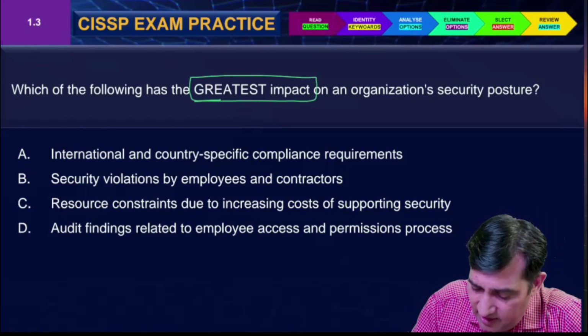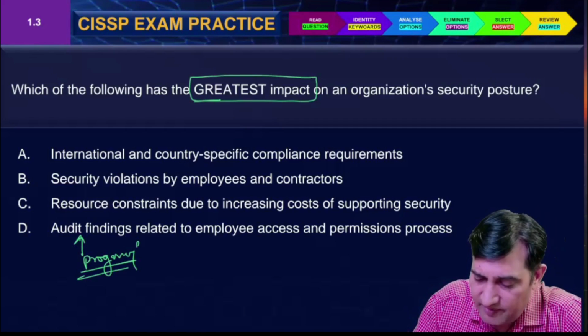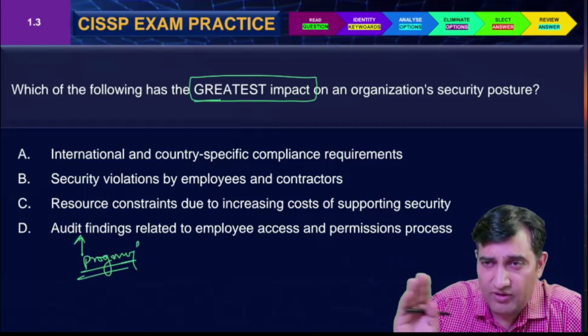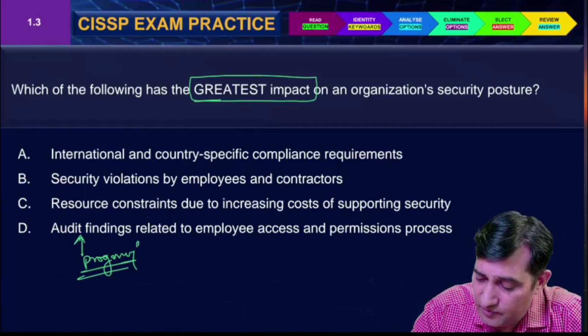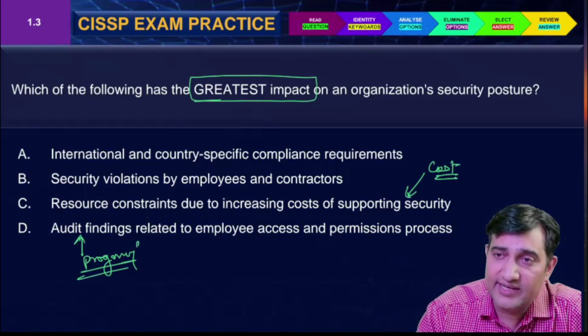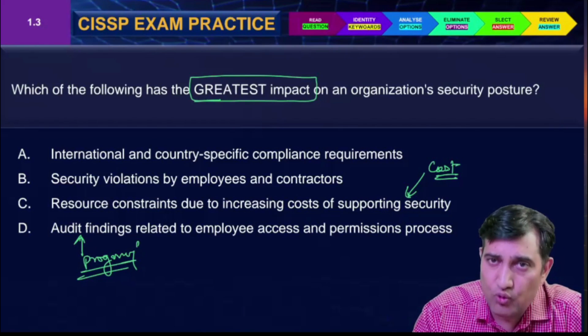Will it be audit finding? This is part of the program, right? It will have some impact, but at a later point of time. I don't think that is what is being asked. Resource constraint due to increasing cost of supporting. Yes, costing is one factor, but that will not have the greatest impact. There is something more to it.